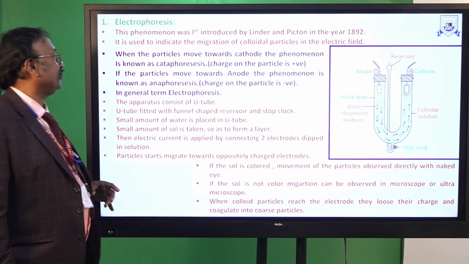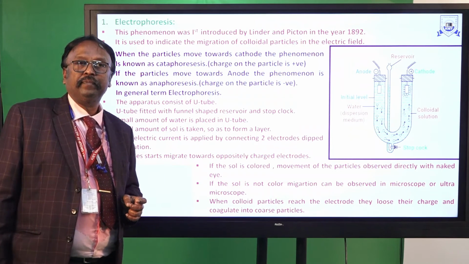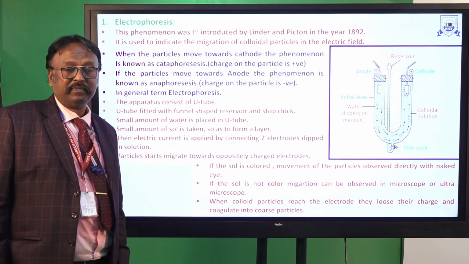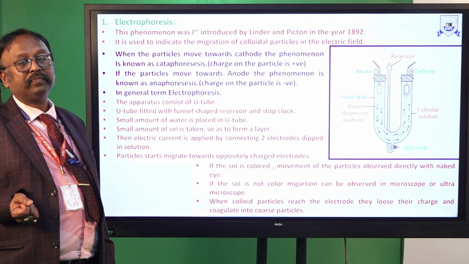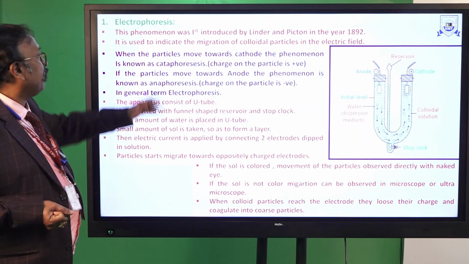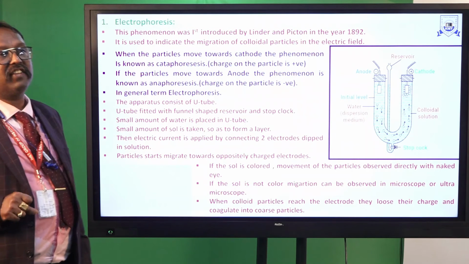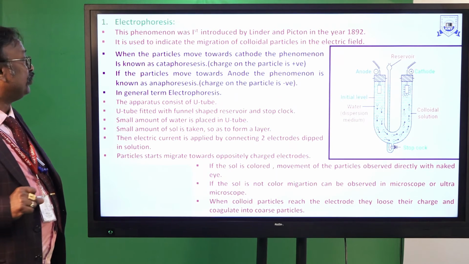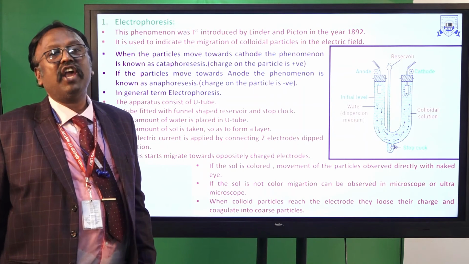When the particles move towards the cathode, that phenomenon is known as cataphoresis, and the charge on the particle is positive. If the particles move towards the anode, the process is called anaphoresis, and the charge on the particle is negative. In general, we can term both as electrophoresis.